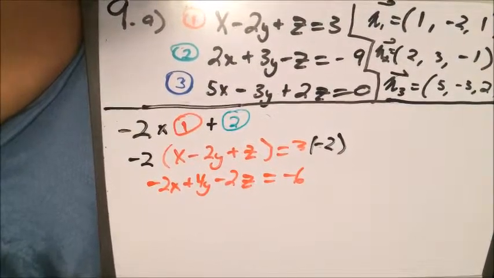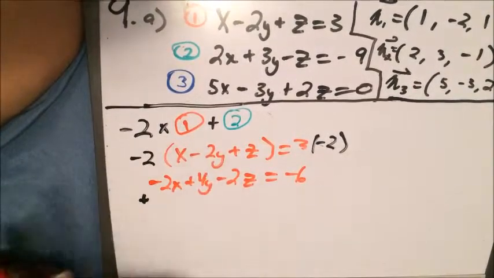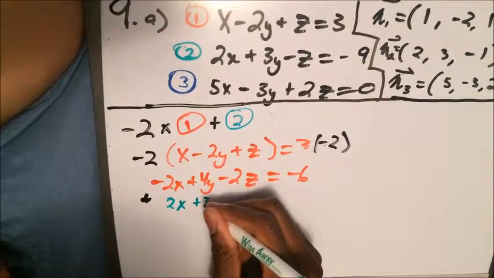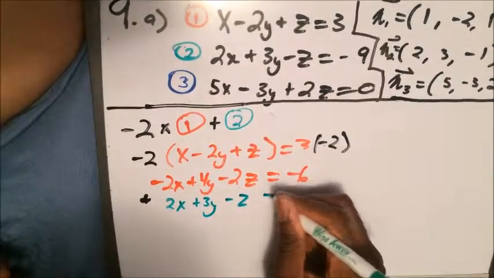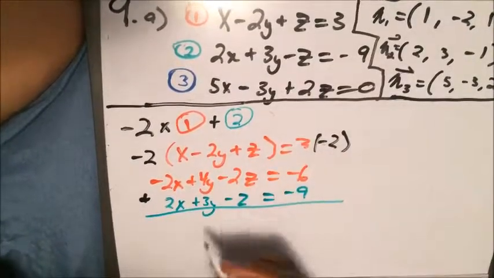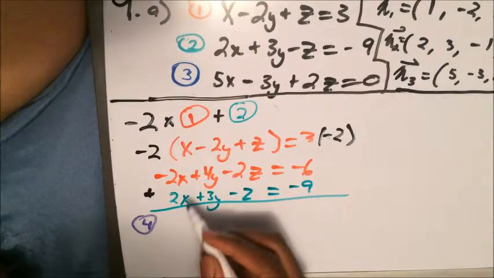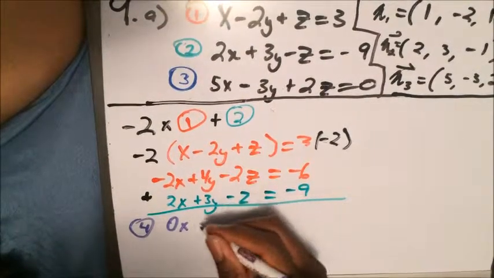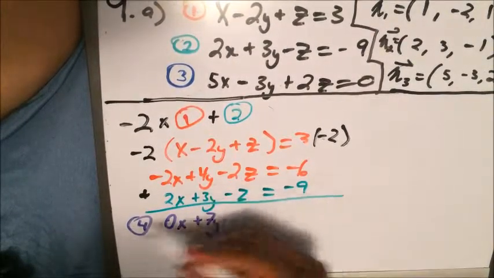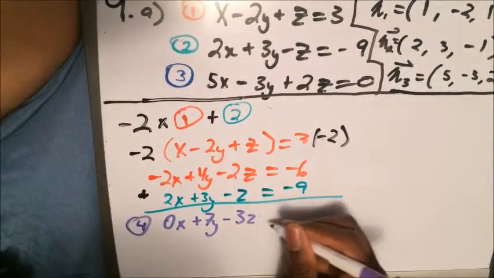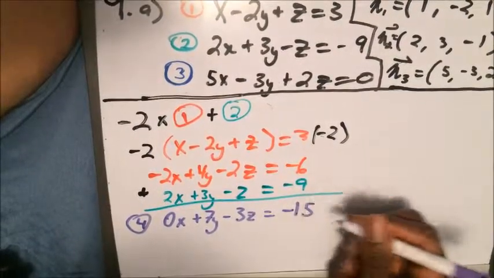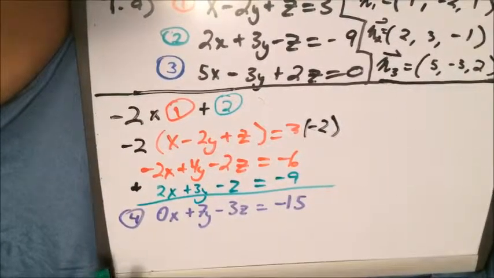And now what we're going to do is add equation 2. Equation 2 is 2x plus 3y take away z equals negative 9. When we add these two together, we get our fourth equation, which is 0x plus 7y, negative 3z, equals negative 6 take away 9, negative 15. So that's our fourth equation.